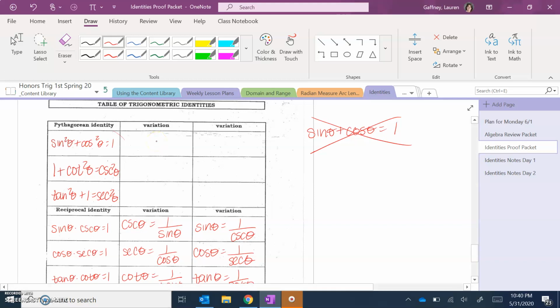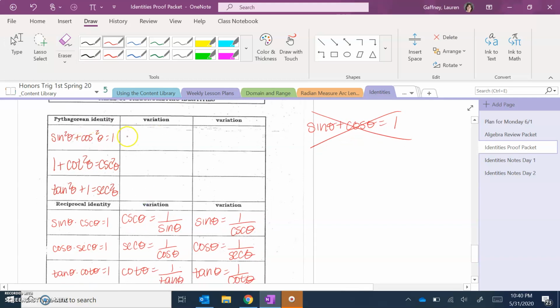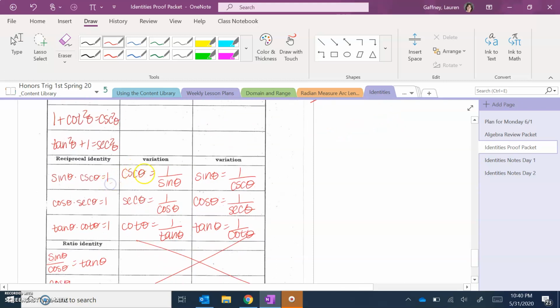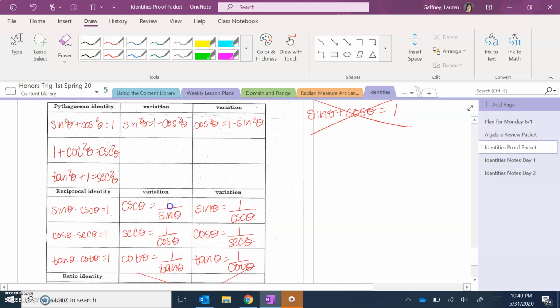So the variations are basically just solve for different pieces. So let's subtract cosine squared over. So sine squared theta equals 1 minus cosine squared. For the other variation, always go back to the original. Let's subtract sine squared. So cosine squared theta equals 1 minus sine squared theta. Basically, the variations are solve for each of the different pieces. So each piece is isolated once. So here 1's isolated, here sine squared is isolated, here cosine squared is isolated. Here 1's isolated, cosecant's isolated, sine's isolated. Same thing for the others.